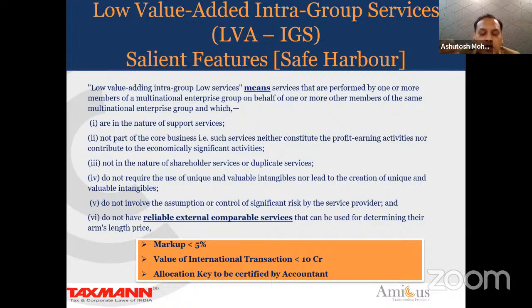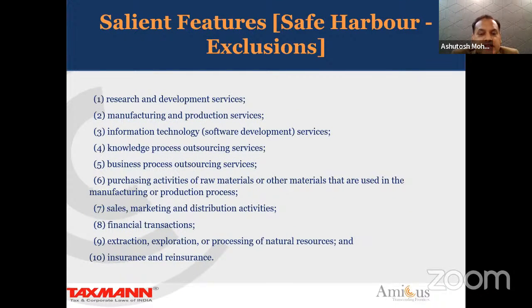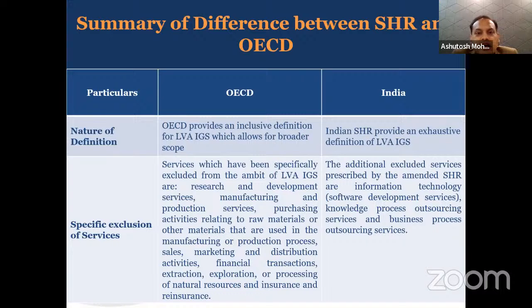So if you have met all of these qualitative aspects, then you will also apply an allocation key to allocate the cost, and that has to be certified by an accountant. So you need to meet all of these conditions step by step, and then fill up a specific form for safe harbor application, and then you have to opt for the safe harbor benefit. So the first step is to actually assess whether you are meeting those conditions or not.